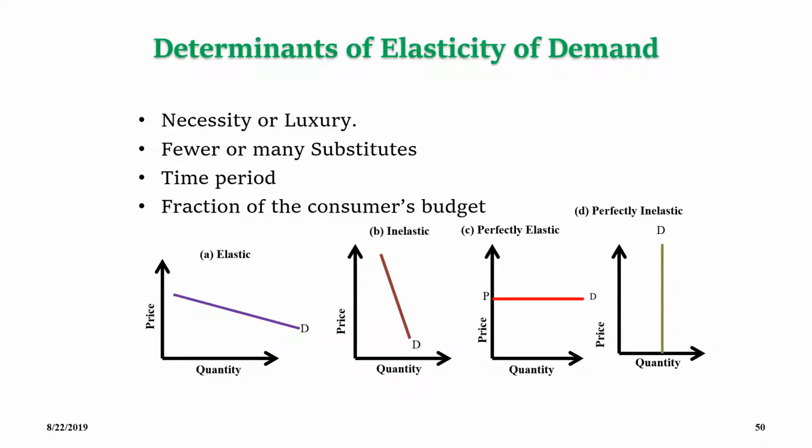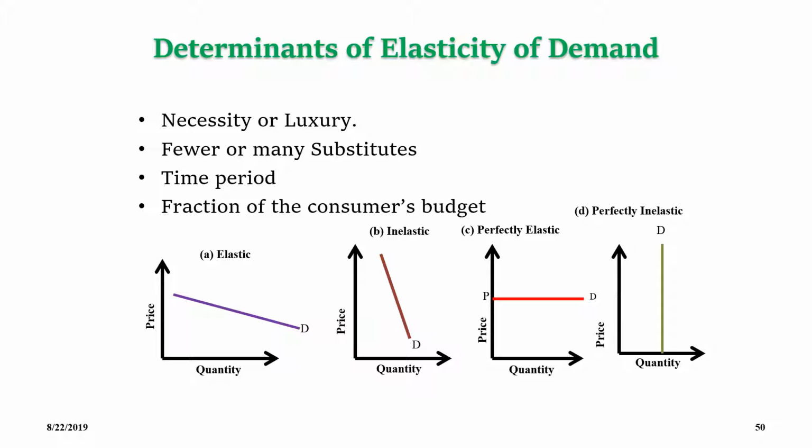Let's continue. Now the determinants of elasticity of demand. You have necessities and luxuries. Now for necessities, things that you need for life, to survive, like food, irrespective of any increase in the price of food, you still buy the same amount of food. So demand there is what? Inelastic. So the demand for food is inelastic. Now take the case of luxuries. The demand for luxuries is elastic, so that demand curve is flatter than the demand curve for food. Now, for all luxuries, the demand is elastic.